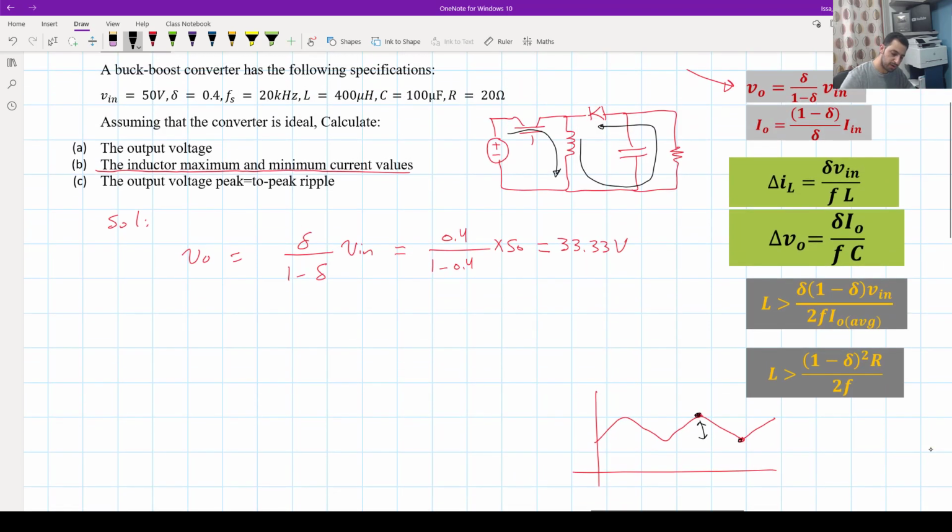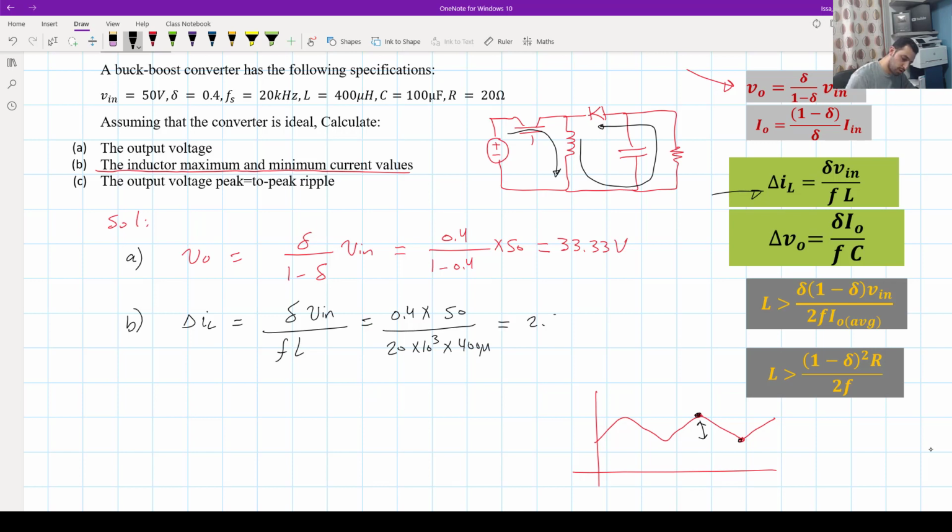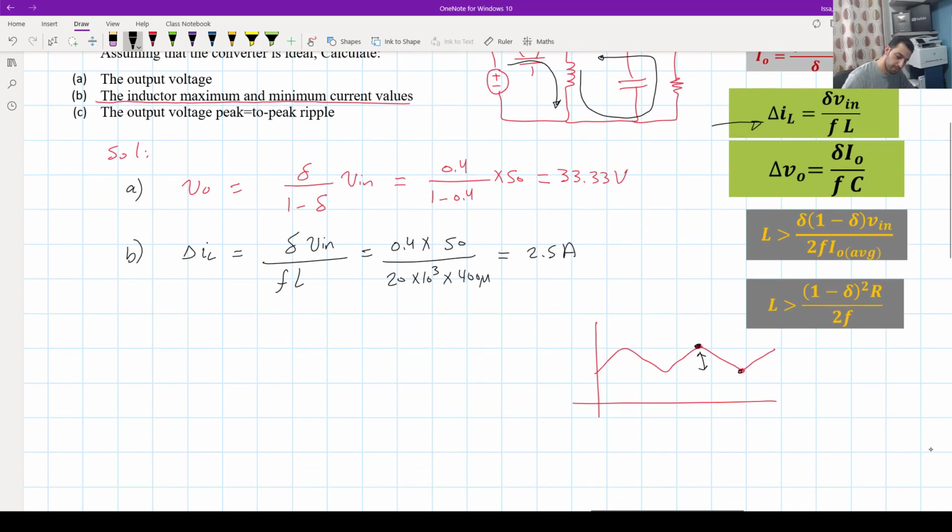So where is the ripple equation? I think this is the equation for the ripple, and let's now write it and see what is given and what's needed. Delta IL equals delta times V input divided by F and L. We know delta, which is 0.4, multiplied by V input, which is 50, divided by the frequency 20 kilo, and the inductance given, which is 400 micro. So that equals 2.5 ampere. So the difference between the minimum and maximum is 2.5 ampere, but we don't know the average.